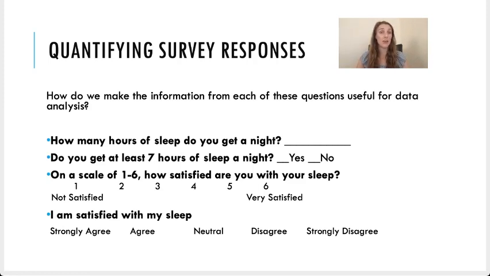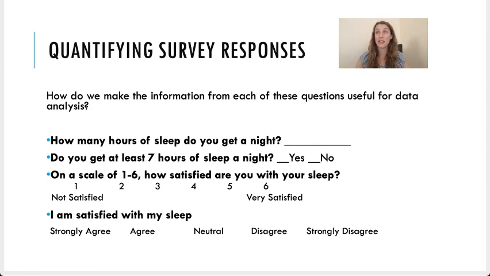Or we can ask without any number values in place. We can range from strongly agree to strongly disagree. In this case, we only have 5 response options. So while these are all getting at the same variable, we're asking them in very different ways.